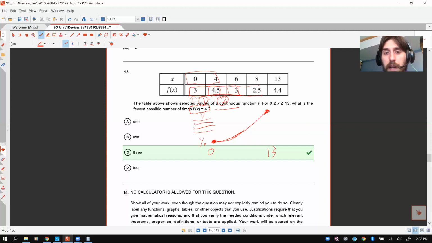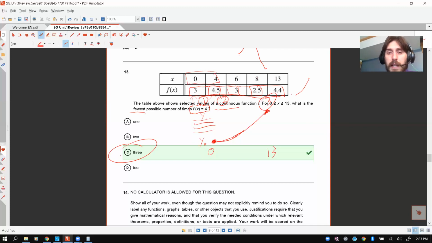From 3 to 2.5, it is possible that it could go from 3, dip back up, and then go back down, but it doesn't have to, which means that if we're looking for fewest, we're not going to count that one. And then from 2.5 to 4.4, 4 is between those two numbers, which means, again, for some x value between 8 and 13, there must be a y value that is 4. Otherwise, it would be impossible to get from 2.5 all the way up to 4.4. So this is the third one. So the answer is 3.